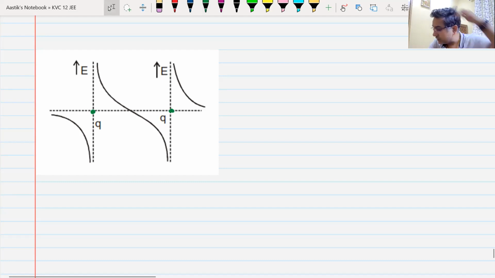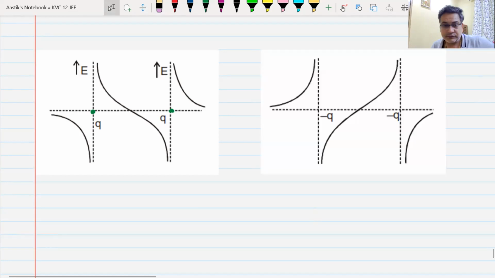You can draw this. Two negative charges, the electric field goes the other way around. Remember, the charges are same in magnitude, opposite in sign. Therefore, you have electric field becoming zero exactly at the center.